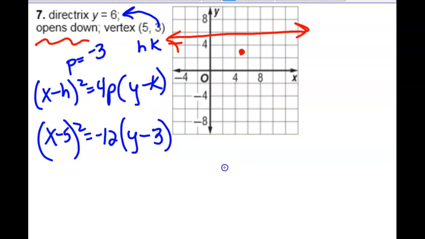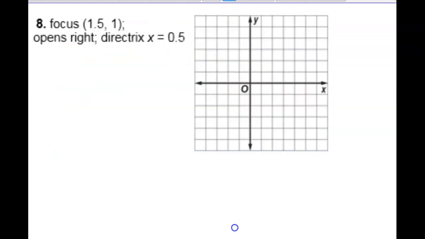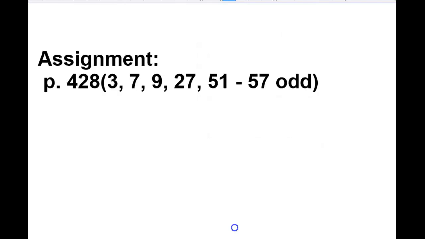And again, you could have found that using y equals k minus p. Working backwards, it said this is 6 up here, and k was 3, so we would have subtracted and said p is -3. All right. Oh, there was another one I didn't get to. Same difference. Sorry. So these are the questions.